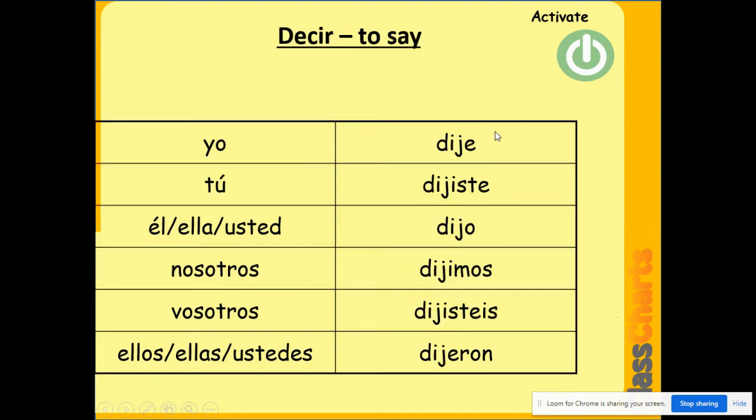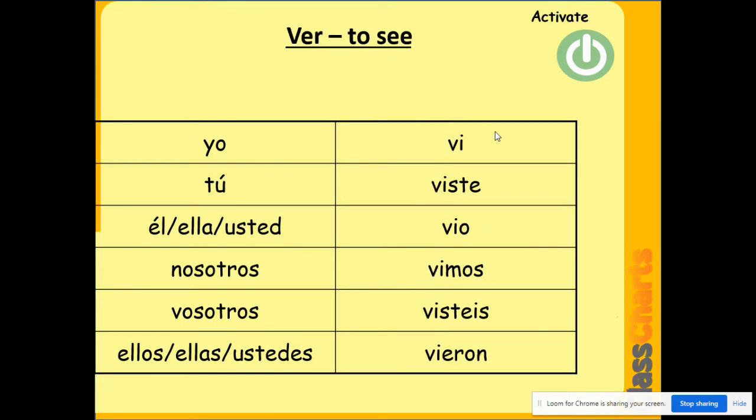Okay, the other verb is the verb decir, to say. So dije, dijiste, dijo, dijimos, dijisteis, dijeron. And the verb ver. The verb ver is irregular only a little bit, yeah. So you will see it in a lot of different contexts. For example, yo vi is I saw. Tú viste is you saw. Vio, he or she saw. Vimos, we saw. Visteis, you plural saw. And vieron is they saw. Okay.